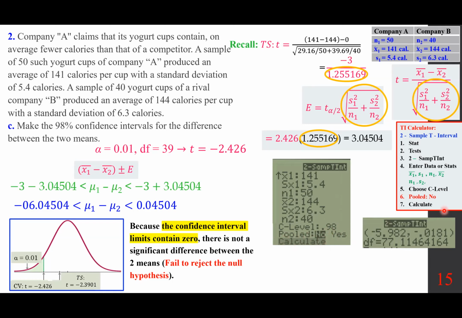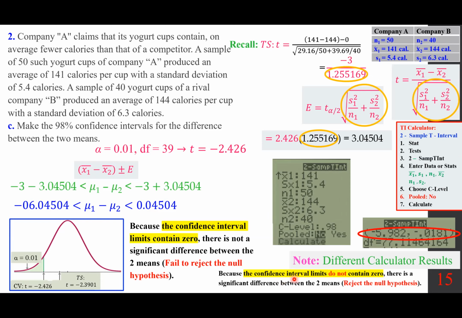And again, note the difference that you have here, simply because with the calculator, we have a degrees of freedom of 77.11, as we did in the previous page. So this will give you the same decision as technology for the previous page, which says, because the confidence interval limits do not contain zero, why? We go from negative to negative. Because the confidence interval limits do not contain zero, there is a significant difference between the two means. Therefore, reject the null hypothesis.